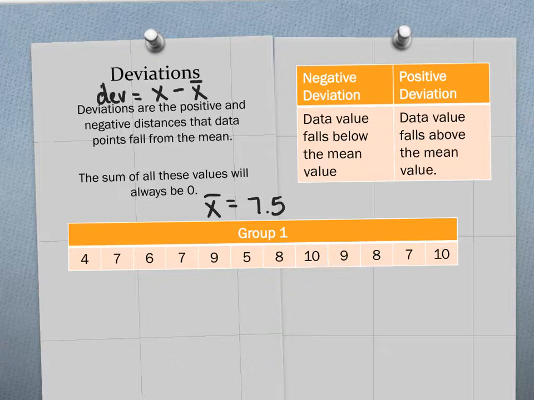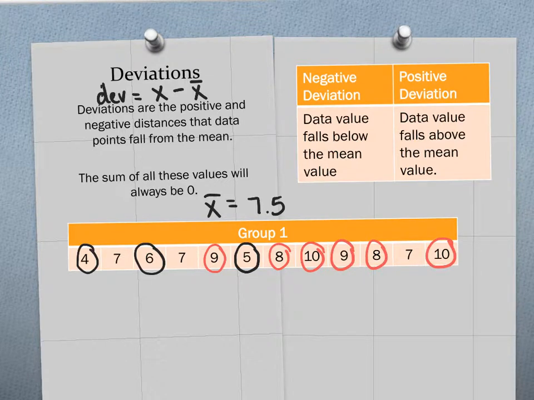So data values that fall below the mean, such as 4, 6, 5, are all going to be negative values, while data values that fall above the mean, such as 9, 8, 10, 9, 8, 10 will be positive values, and I missed these, but these 7s are also going to be negative values. So notice you're going to have some negative deviations and positive deviations. So let's go ahead and find those deviations real quick.